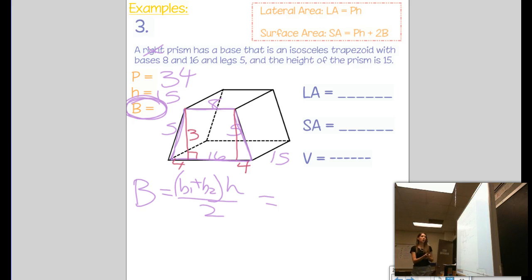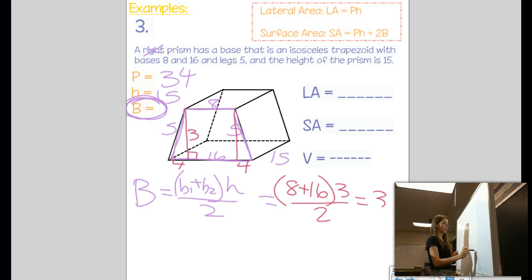All right, so base 1 is 8. Base 2 is 16. We just found out it's a very short trapezoid. It has a height of 3 and divide by 2. We were just finding the area of a trapezoid right there. That was last unit. Oh. Matt, what'd you get? 36. Woo! P is done, H is done, and now B is done. Now we can find everything else.